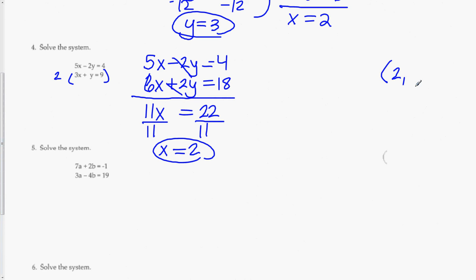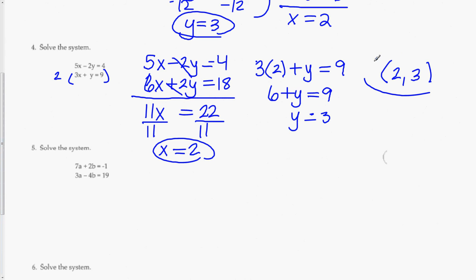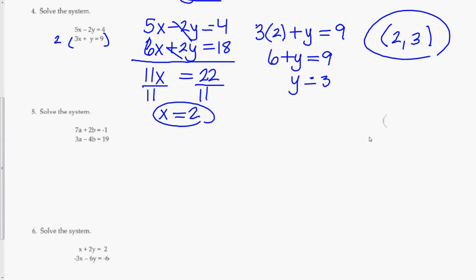So x equals 2. And then I'm going to come up here. I'm going to use the bottom equation and use my 2 in there. So 3 times 2 plus y equals 9. So 6 plus y equals 9. So if I subtract 6 from both sides, y equals 3. So 3 is what I'm going to get. So far, not too bad. Let's look at the next one.